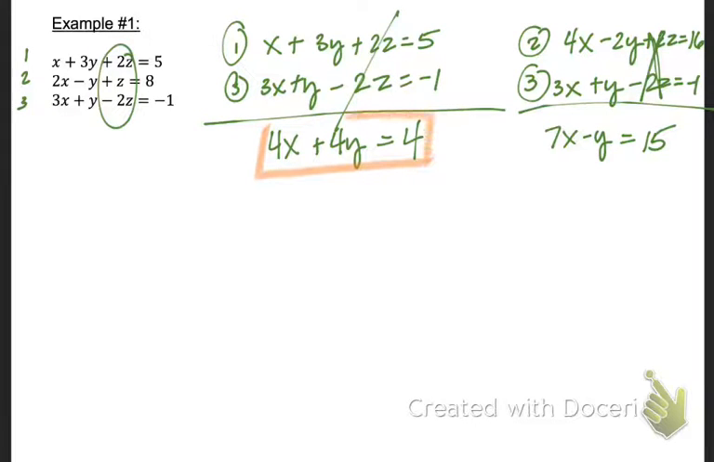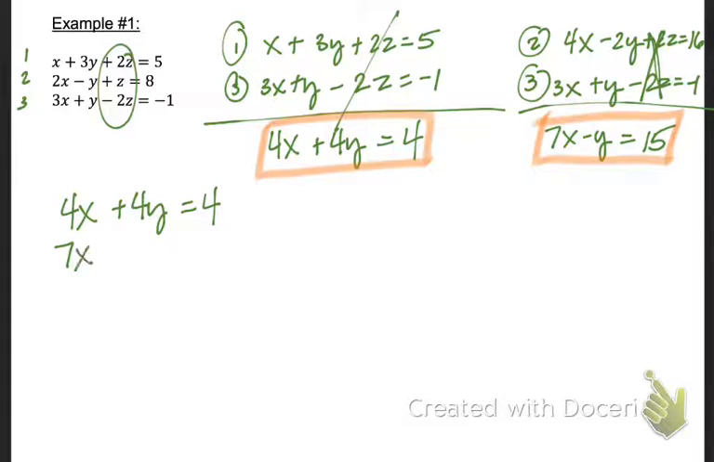So now I have done steps 1 and 2. I'm left with these 2 by 2s. I'm going to come over here. Like I said, be organized. 4x plus 4y equals 4. And 7x minus y equals 15. And from here, I now have this 2 by 2 that looks identical to what we did in the first half of the lesson. So I can either use elimination or substitution here and solve for either x or y. I'm going to solve for y, and I'm just going to go ahead and do elimination again.